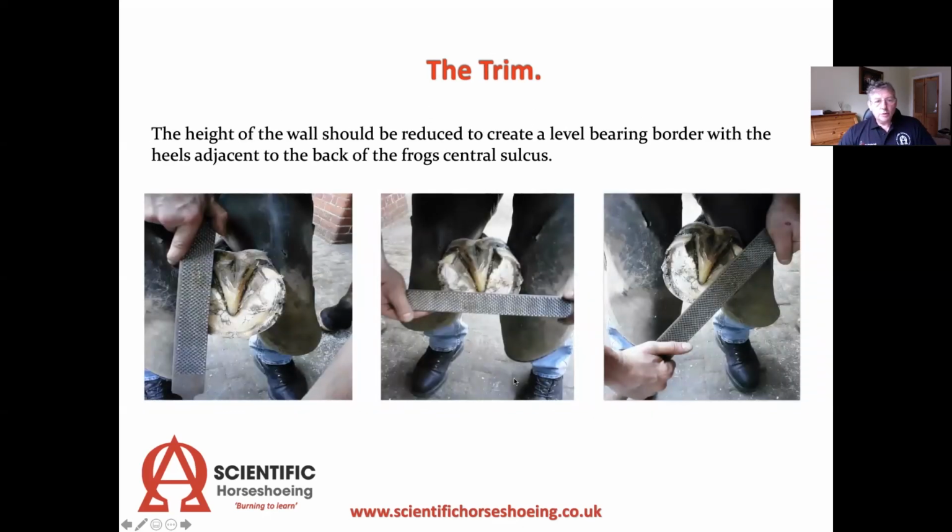The height of the wall should be reduced to create a level bearing border with the heels adjacent to the back of the frog and central sulci. So once we've assessed with our geometric proportion of the box where the heel height should be, you can then reduce that with a rasp.